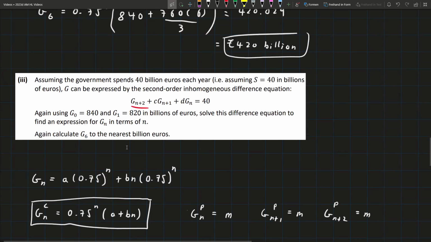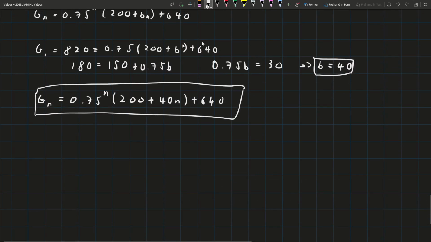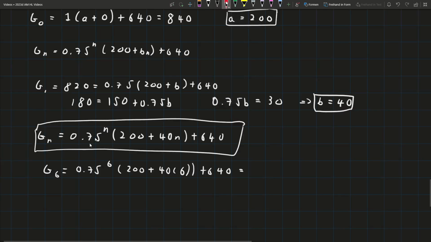And again, we need to find G6 to the nearest billion euros. Don't really know why they say that. I guess they can't really give hints as to whether you got it right, so they're using just the same wording as the previous part. We're looking at G6 here. G6 is just 0.75 to the power of 6 times (200 plus 40 times 6), plus 640. Actually, there is a reason why they say to the nearest billion euros. Is this 0.75 to the power of 6? That's not a great decimal. What we get is 718.31. It says to the nearest billion euros, so we'll have 718 billion euros, and that's our answer.